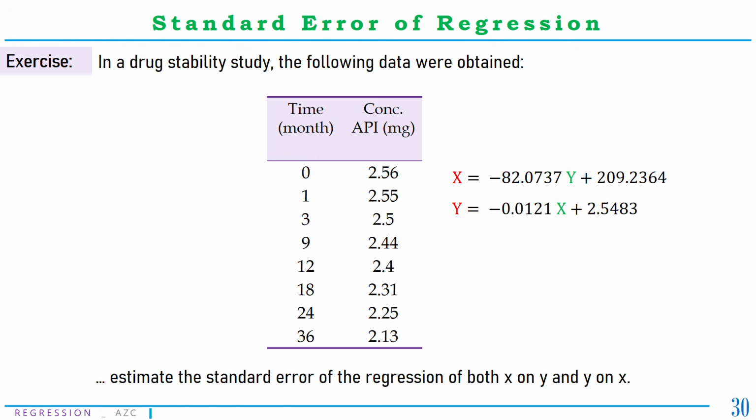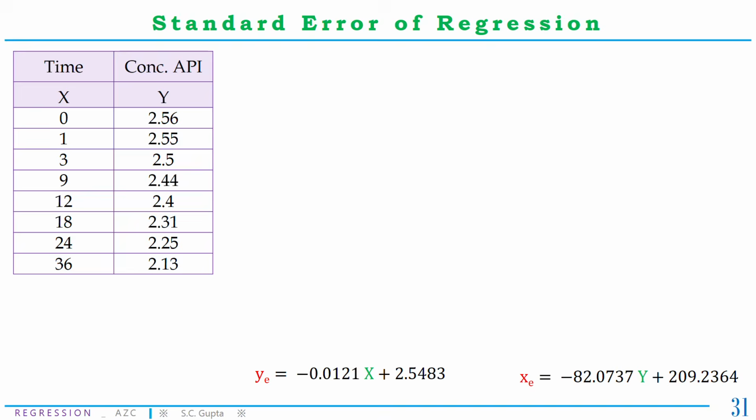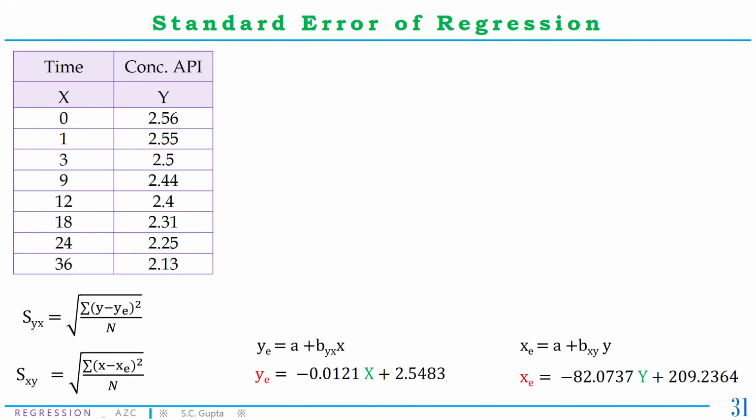Exercise. In a drug stability study, the following data were obtained. Estimate the standard error of the regression of both x on y and y on x. Equations of standard error of the regression are as follows. In the SYX equation, we need to first calculate YE. In the SXY equation, we need to first calculate XE. Calculation of YE and XE is performed using these equations.